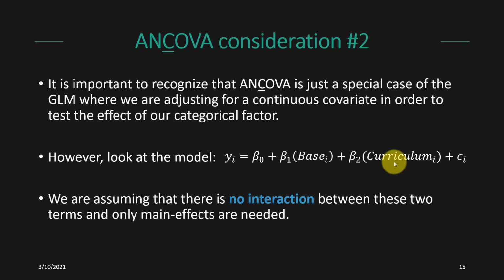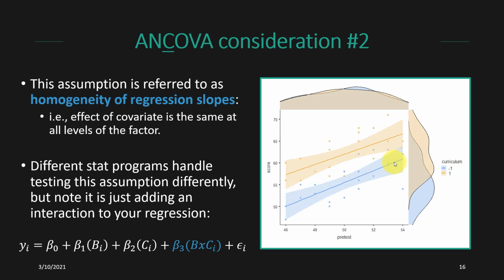So implicit in this analysis of covariance model is the lack of an interaction. The other way that people talk about this is as homogeneity of regression slopes. Often in textbooks on ANCOVA or in statistical packages that show you how to do ANCOVA, they will have some test for the homogeneity of regression slopes. And in general, you want this assumption to be supported. You want to find that the slope, the effect of your covariate, is approximately the same at all the different levels of your independent variable.